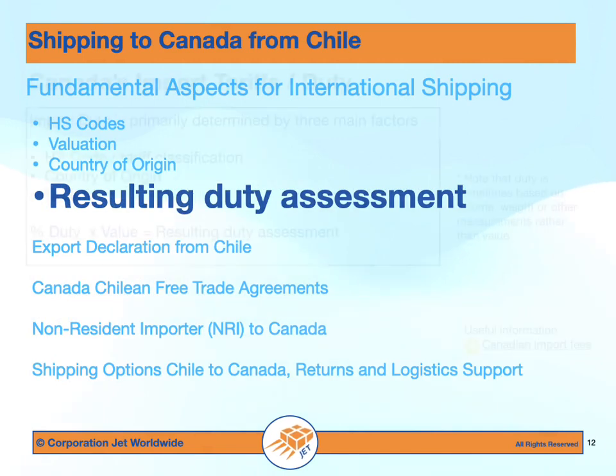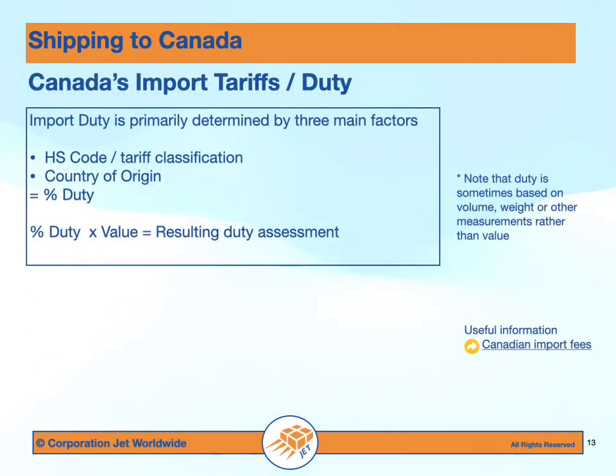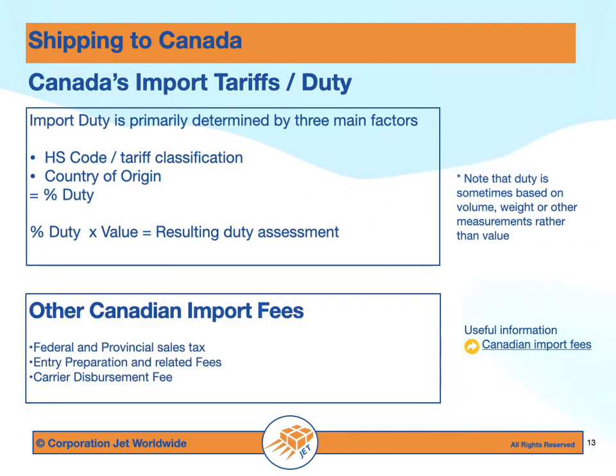Resulting duty assessment. In most cases, import duty is determined by three main factors: tariff classification or HS code, country of origin, and value. The tariff classification and country of origin determine the percentage to apply to the value for duty. Note that all imports, even if imported duty-free, are subject to Canadian federal and provincial taxes. Visit our blog outlining other common Canadian import fees.